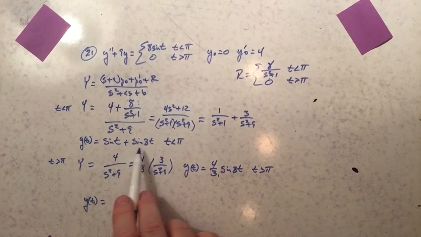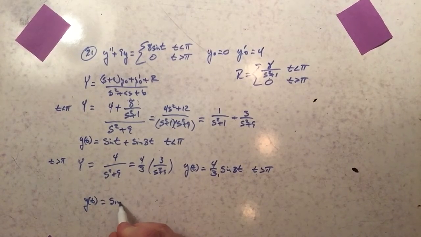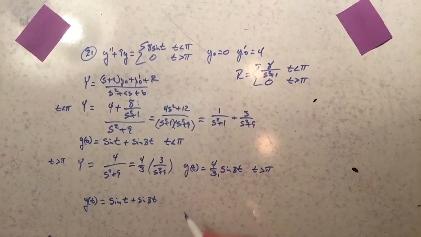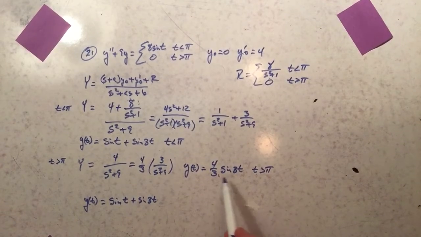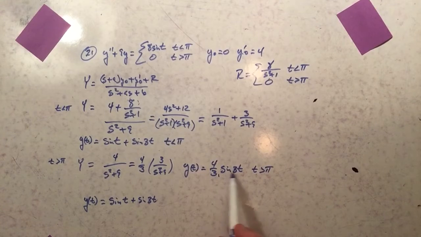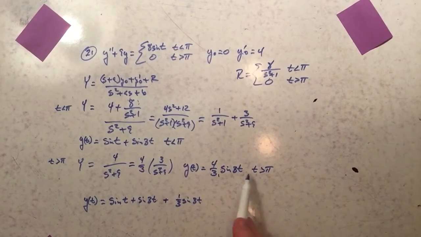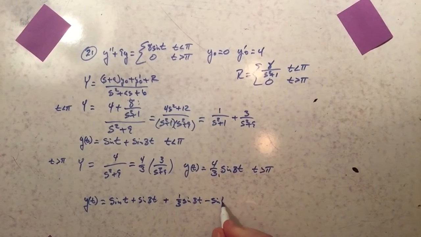So to do that, I'll begin with what the first function is going to be. Up to pi, it's going to look like this. So sine of t plus sine of 3t. And this is when things are going to start to change. At pi, I want it to switch to have a coefficient of 4/3 on the sine of 3t. So I need to add 1/3 sine of 3t, and I need to make the sine t go away because it doesn't exist after t equals pi. So minus sine of t.